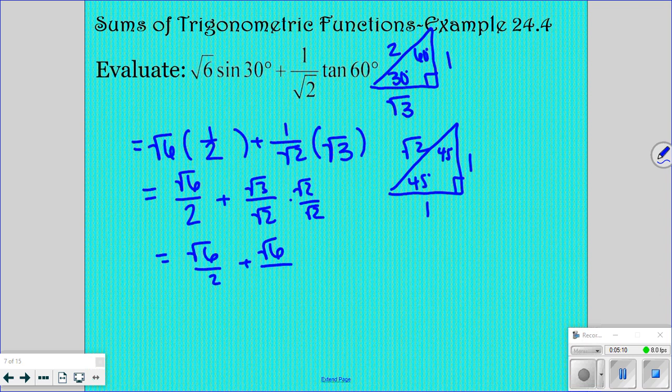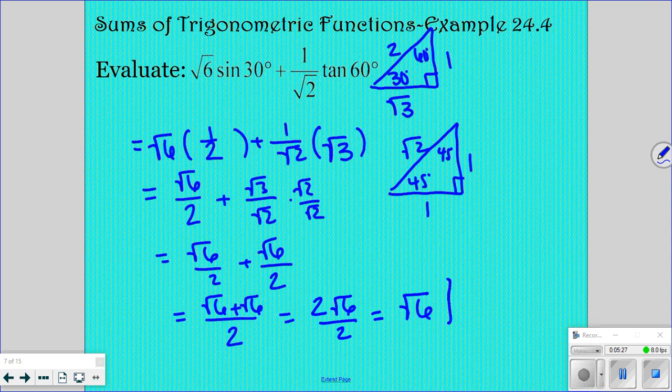So that would give us square root of 6 over 2 plus square root of 6 over 2. So those have a common denominator of 2. And square root of 6 plus square root of 6 is 2 square root of 6, which is just square root of 6. So that would be your answer there. So if you got that one right, that's awesome.